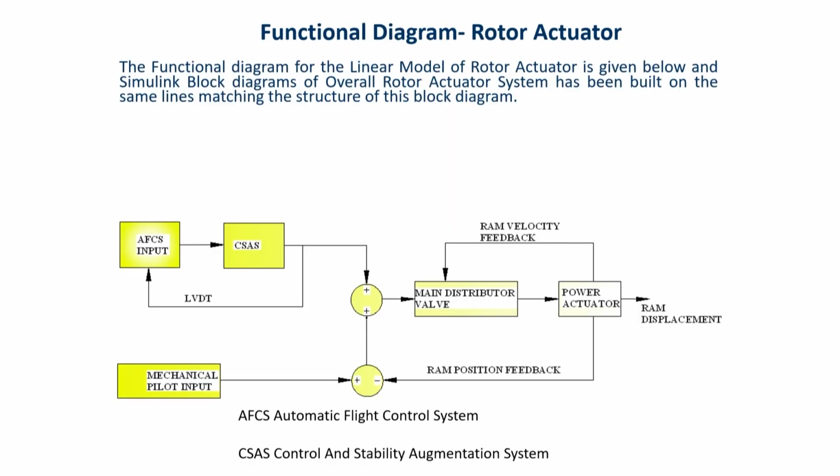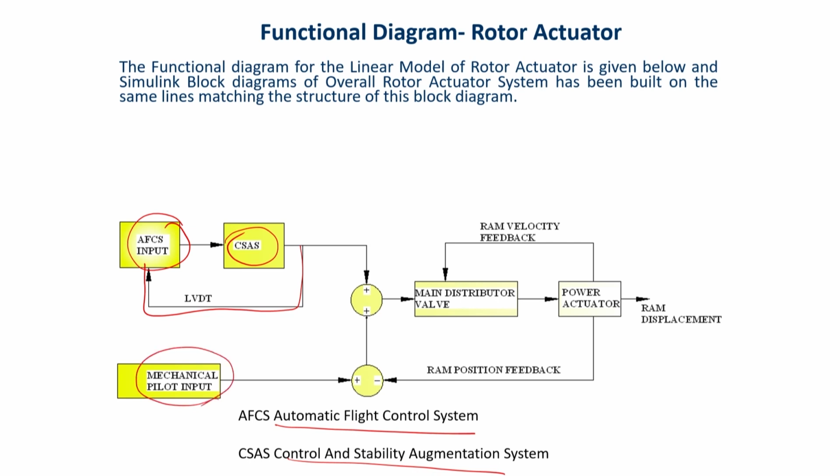So, this is just to show you how such a system would look like. And the overall broad functional diagram, suppose it is an intelligent system where it can take care of itself, then you will see that it has an automatic flight control system that gives the input to a control and stability augmentation system, CSAS, and then there is a LVDT. So, this is a loop that can work on its own. Now, sometimes this loop can be broken by the mechanical pilot input.